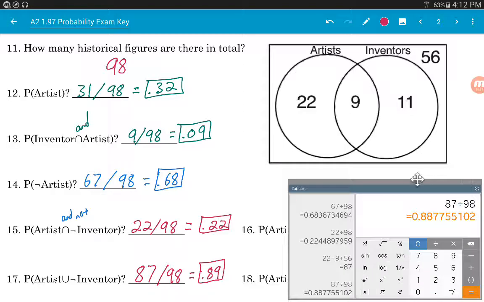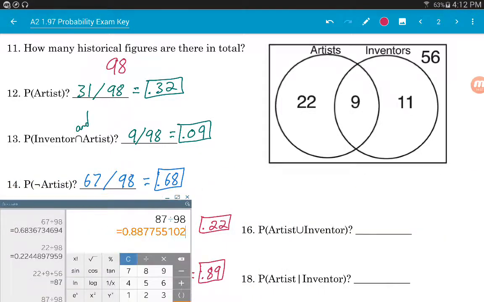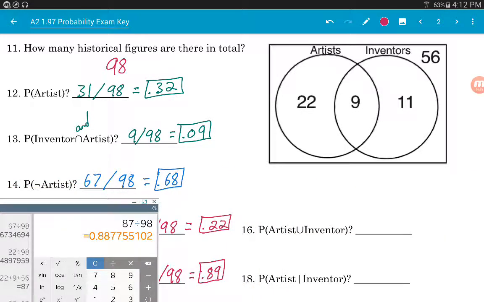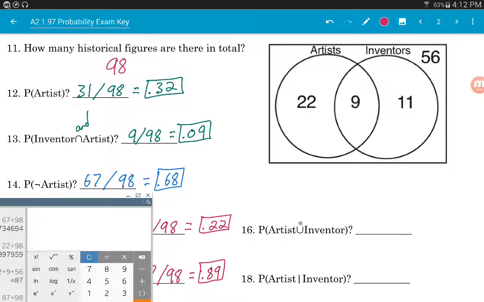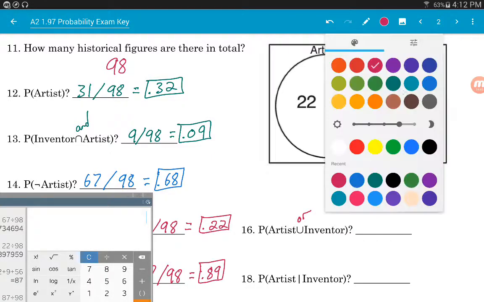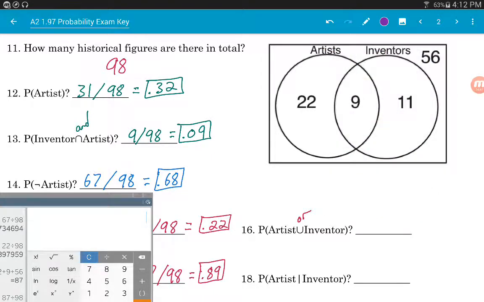Move the calculator over a little so I can do the last two. Alright. Artist or inventor. Let me switch my color again. I like purple. So this is artists or inventors.